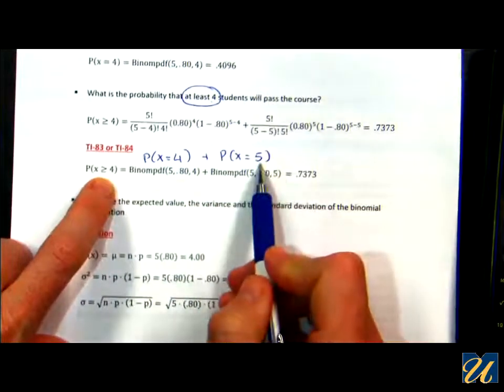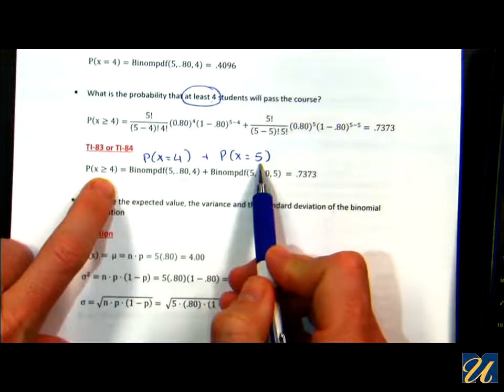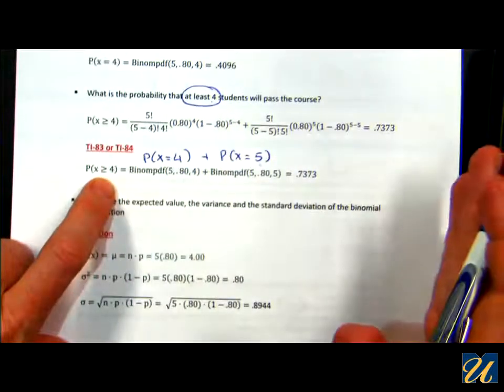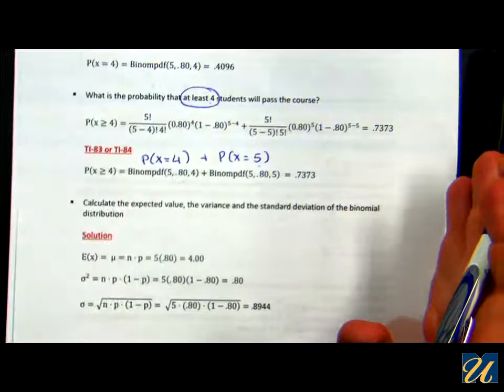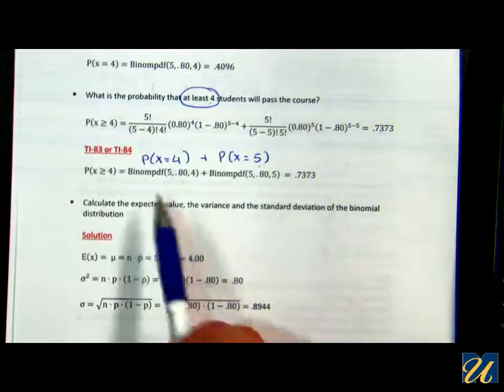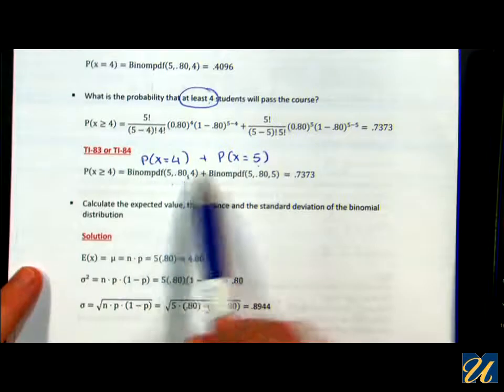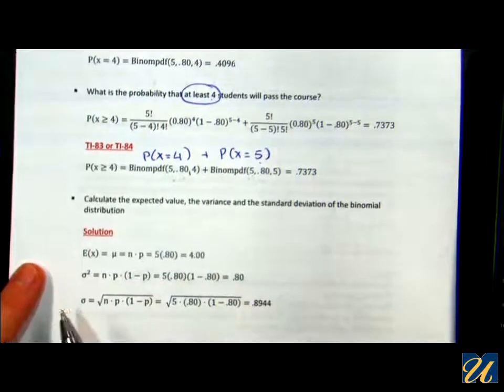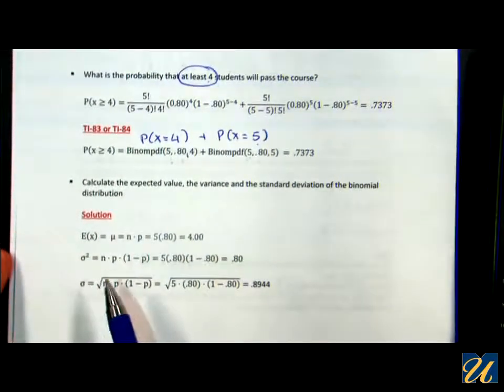Why do I stop at 5? Because n is equal to 5. You will only go up to your sample size, and all the way down to the probability of x to be equal to 0. So you do binomial PDF for each one and you add them. And this should be your answer.